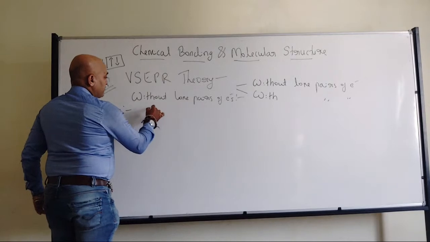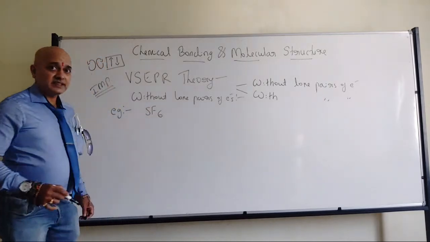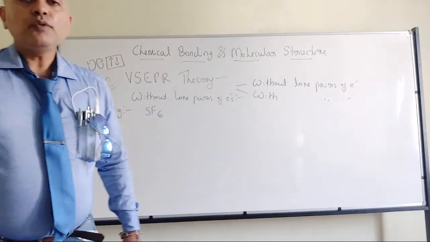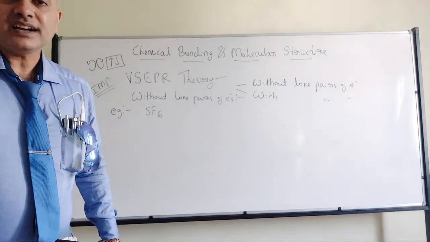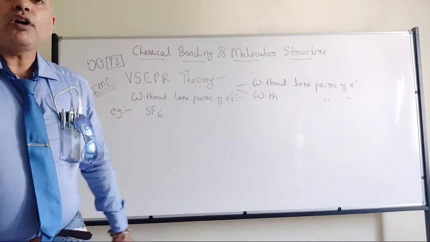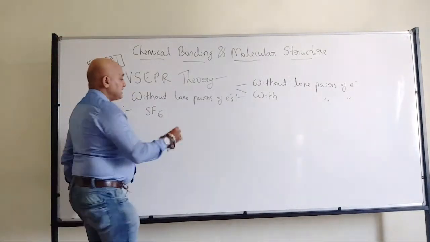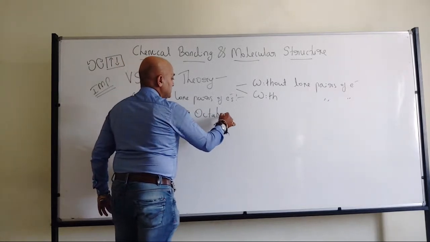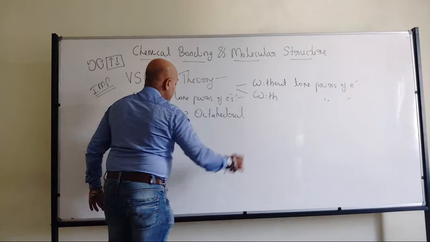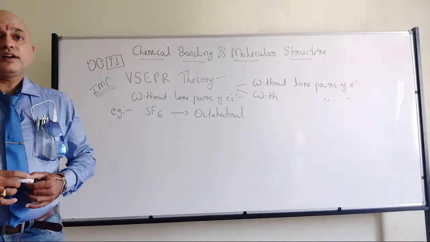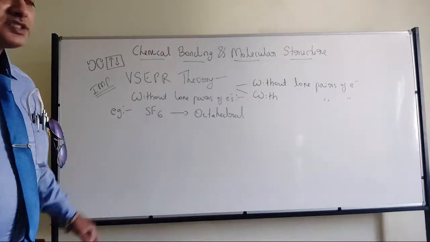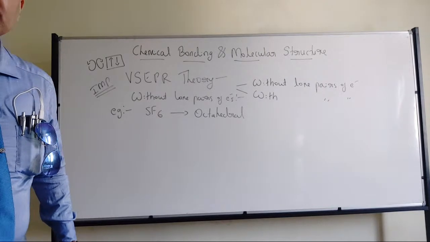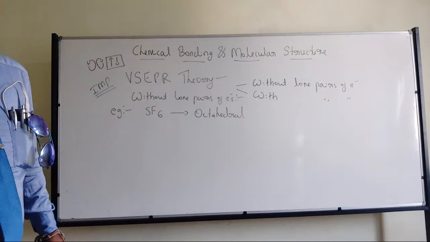Now when I am talking about SF6, please remember any element where one atom is attached with 6 other atoms without lone pair of electron, then it is going to form an octahedral structure. It is a structure where 6 bonds will be there and it is going to have a shape which will be having 8 faces.